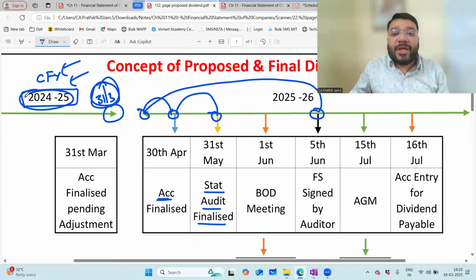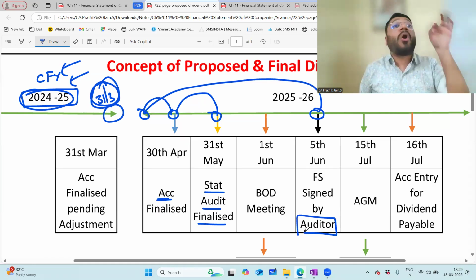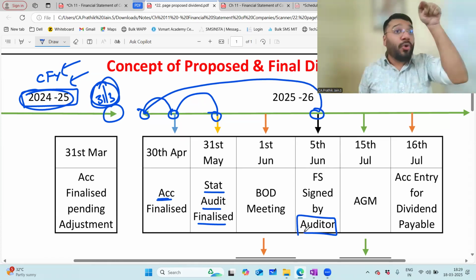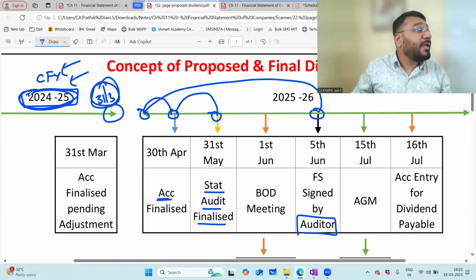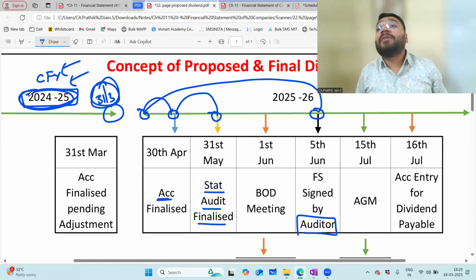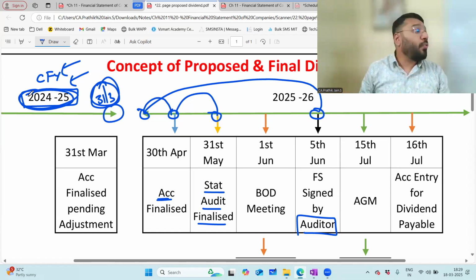But the day your auditor is signing the financial statement, once your financial statement becomes the audited financial statement, can you go and make any entries in the year 24-25? Can you touch the books of 24-25? The answer is no. Correct, no?